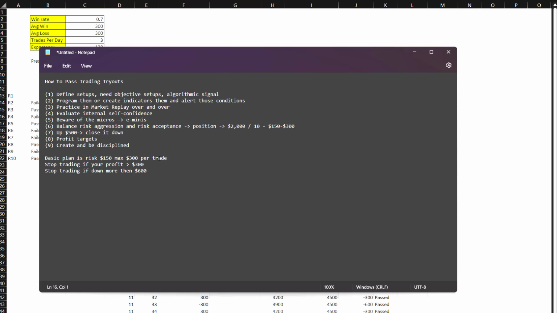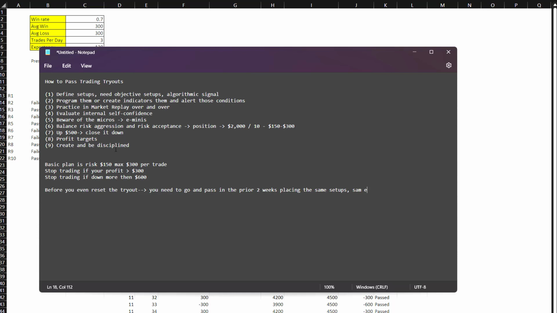So this is kind of your plan, and obviously you're going to have to hit some good numbers to do this. But before you even start, once you've got your pocket, before you even reset the trial, okay, you need to go and pass in the prior 2 weeks, placing the same setups, sizing them the same way you're going to size them. In the past 2 to 3 weeks, okay, we'll say 2 weeks, you should be right at passing to do that, okay?